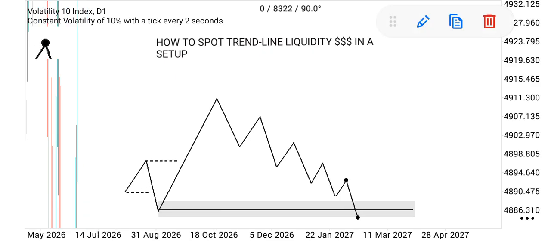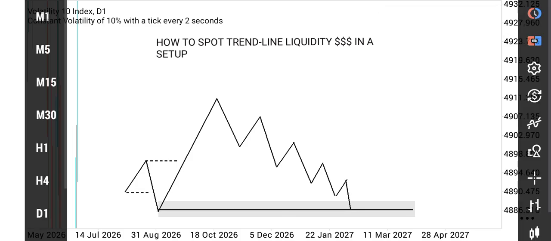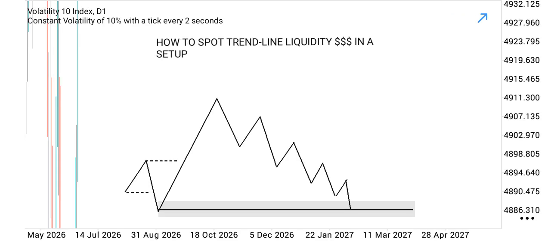So one of the things the market wants to do is clear all this liquidity. Let me show you what I mean. All these things here, they are liquidity. All these things here are clear trend line liquidity. The market wants to clear this liquidity, because most of the time many people will enter and be getting setups here.